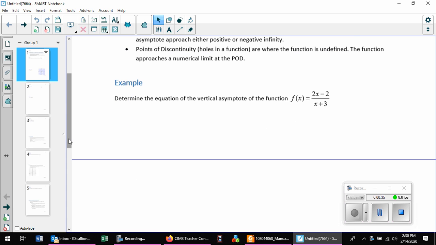So we know that our non-permissible value would be what? Negative 3.